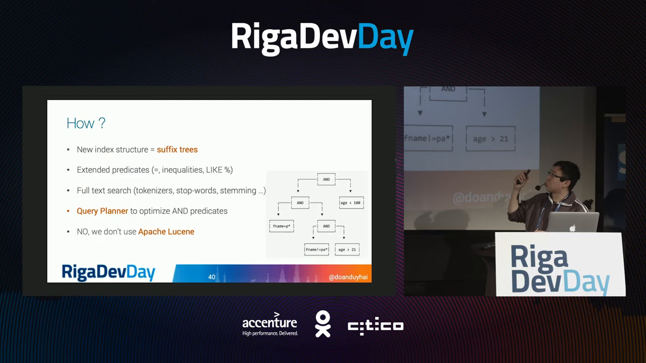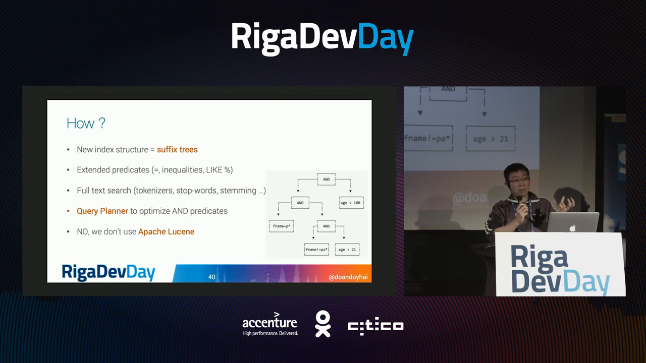SASI has also a query planner to optimize the predicates. For example, here you have many predicates: age less than 100, and first name starts with P, and first name doesn't start with PA, and age greater than 21. So the query planner will try to reorder all those clauses to optimize the query.